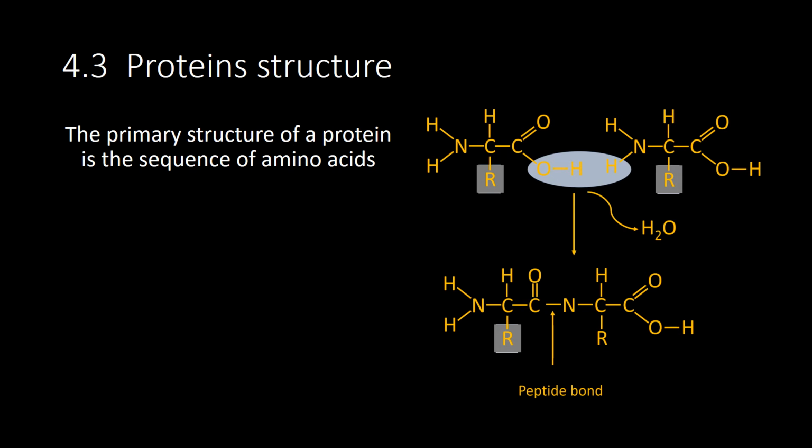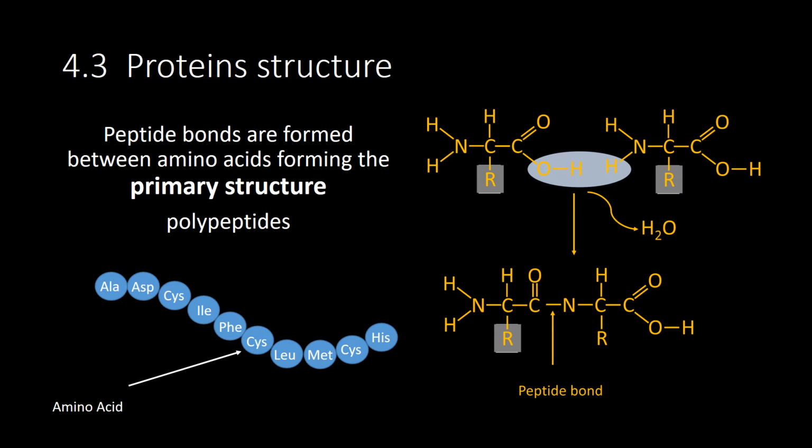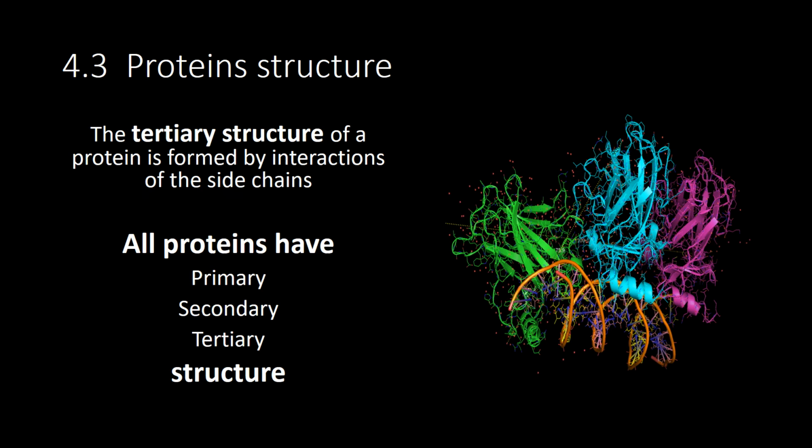Okay, and this is condensation reactions. This is how we build the primary structure of a protein. And then there you can see it again with the individual amino acids. So peptide bonds are formed between amino acids forming the primary structure. And because peptide bonds are covalent bonds, these are strong bonds.